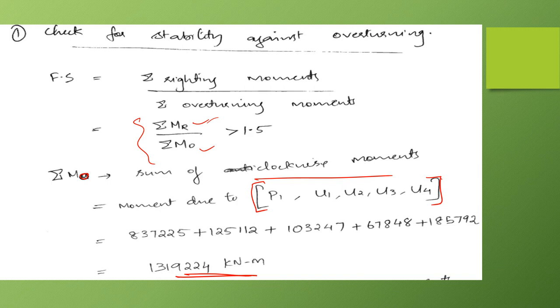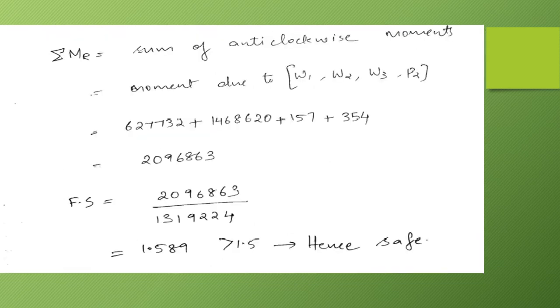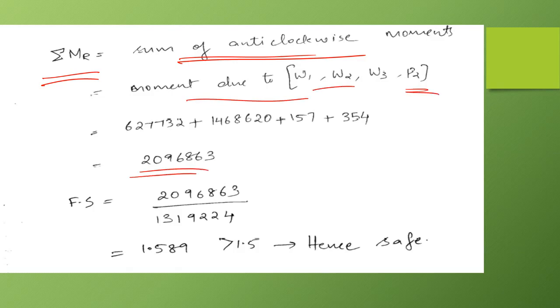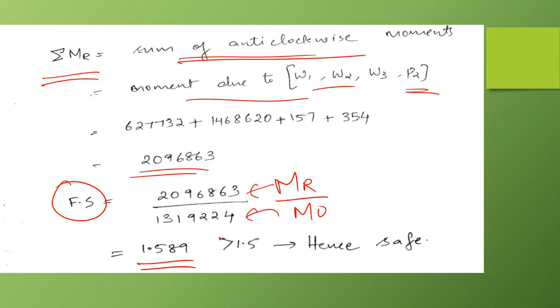So you will get the value 13,19,224 kilonewton meter. After that you have to find the sum of all anti-clockwise moments, that is MR, the resisting moments. That is the moment due to self weight and tail water pressure. So you will get the value 20,96,863. Now the factor of safety is equal to MR by MO, and you will obtain a value of 1.589. The obtained value is greater than 1.5, hence the structure is safe against overturning.